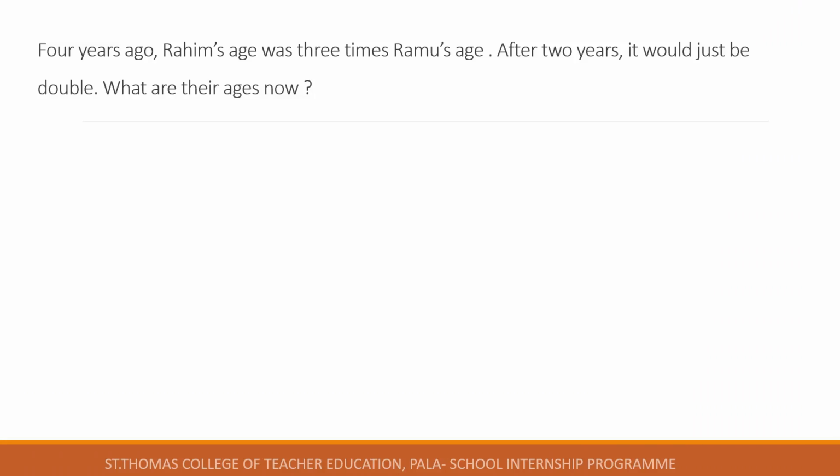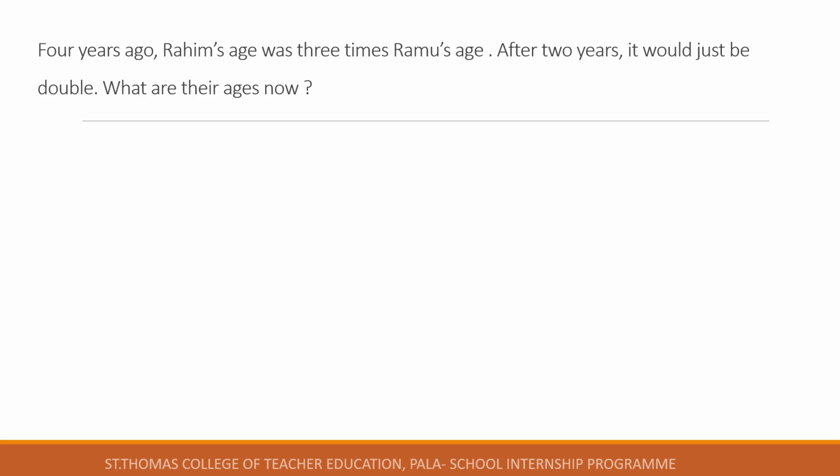Read the question. 4 years ago, Rahim's age was 3 times Ramu's age. After 2 years, it would just be double. What are their ages now? All of you read the question once again and tell me what you understood.